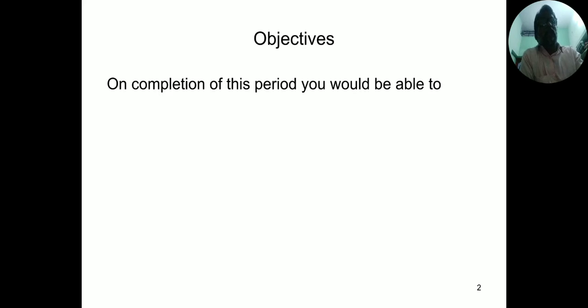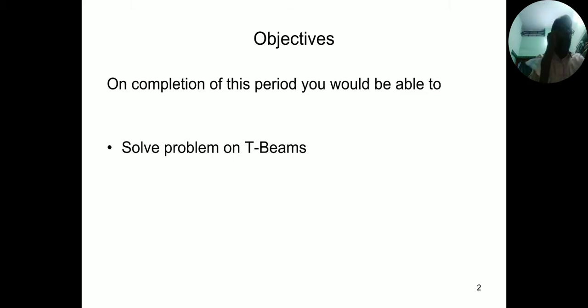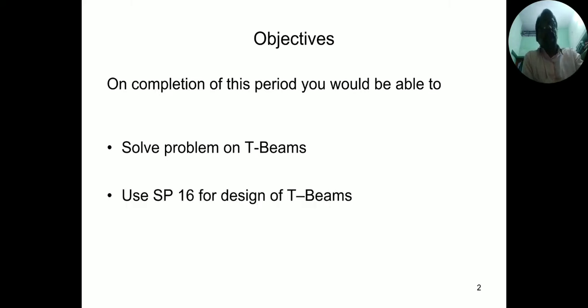On completion of this, we will be able to solve the problem on T-beam. Use SP16 code for design of T-beams. Note it down.